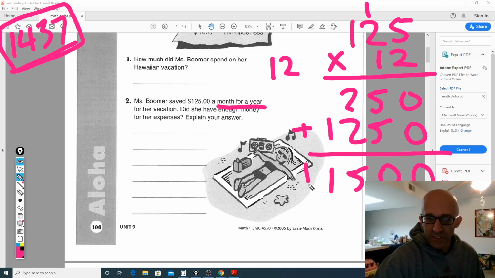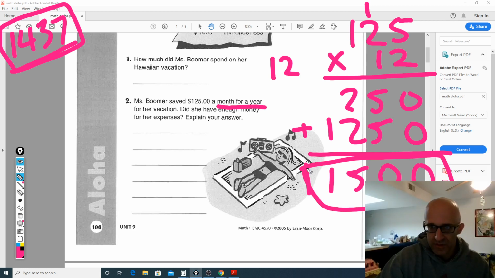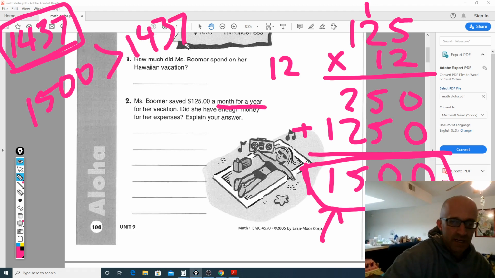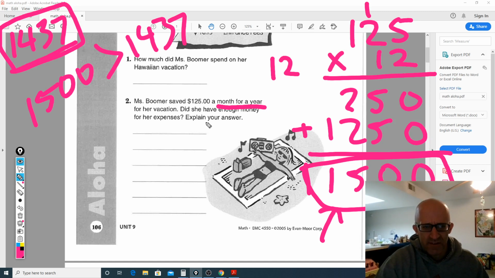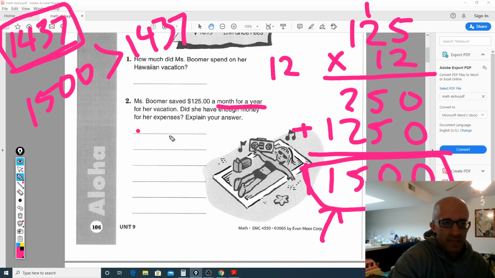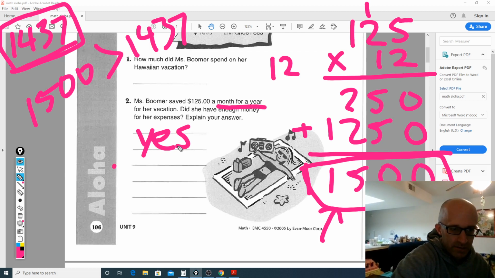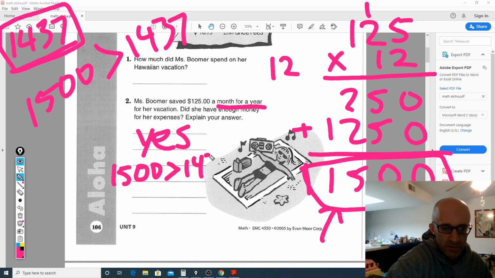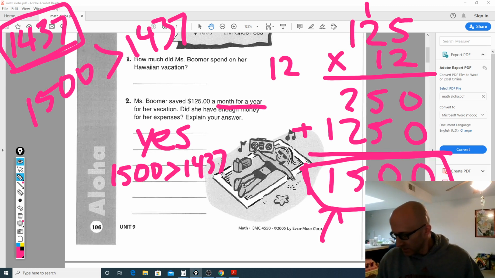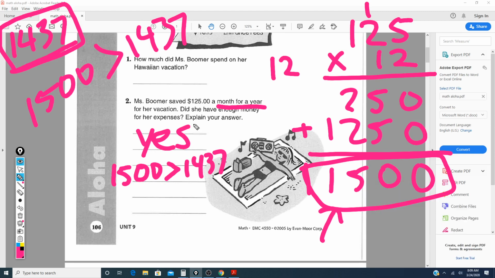you will see that if she saves $125 a month, compared to $1,437, the answer is yes. So the question is, did she have enough money for her expenses? It should be a big fat yes. She does, because $1,500 is more than 1,437. For those of you following along, I'll give you a chance to write that there, and we'll move on.